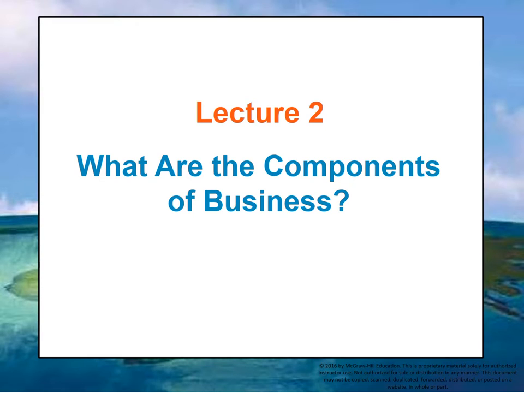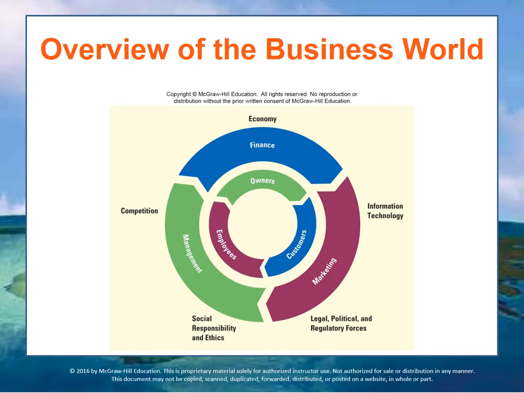In this lecture, let's dive a little deeper and look at the components of a business and how the business operates. This figure represents an overview of the business world. Note that owners, employees, and customers are the main stakeholders, and they're located in the center of the figure.